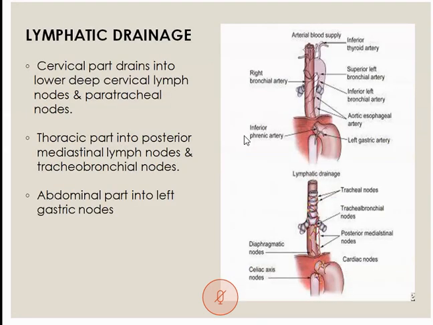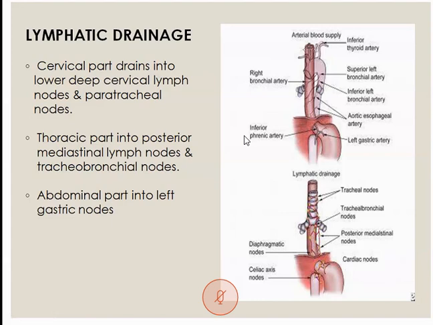The lymphatic drainage also varies depending upon the cervical, thoracic, and abdominal parts. When you consider the cervical part, they drain into the lower deep cervical lymph nodes and paratracheal nodes. See, the upper part here, these are the paratracheal lymph nodes, and again they go into the deep cervical lymph nodes.